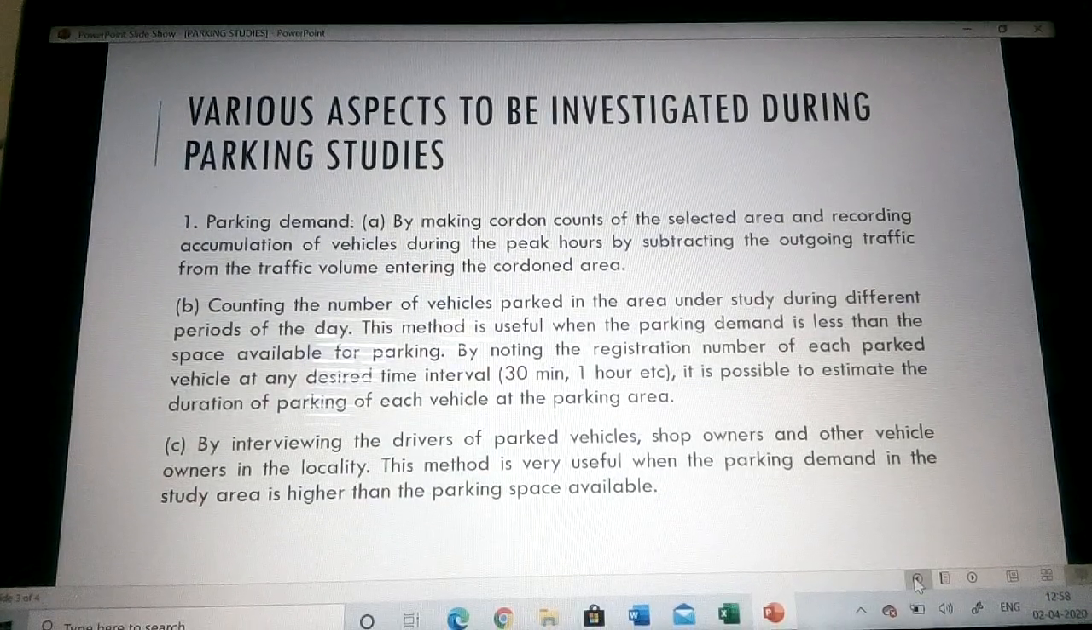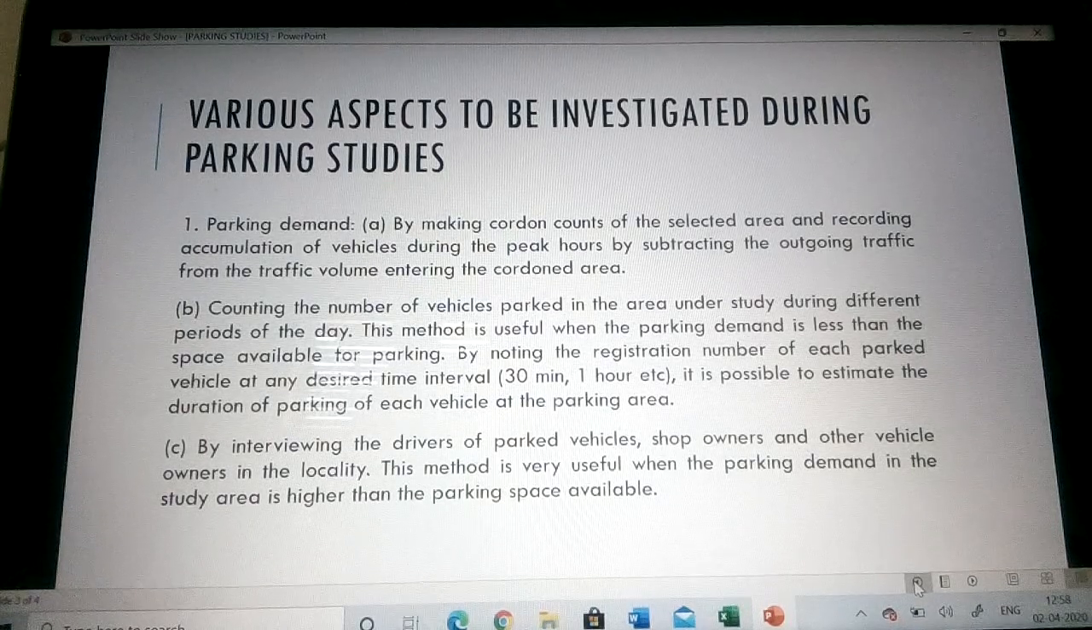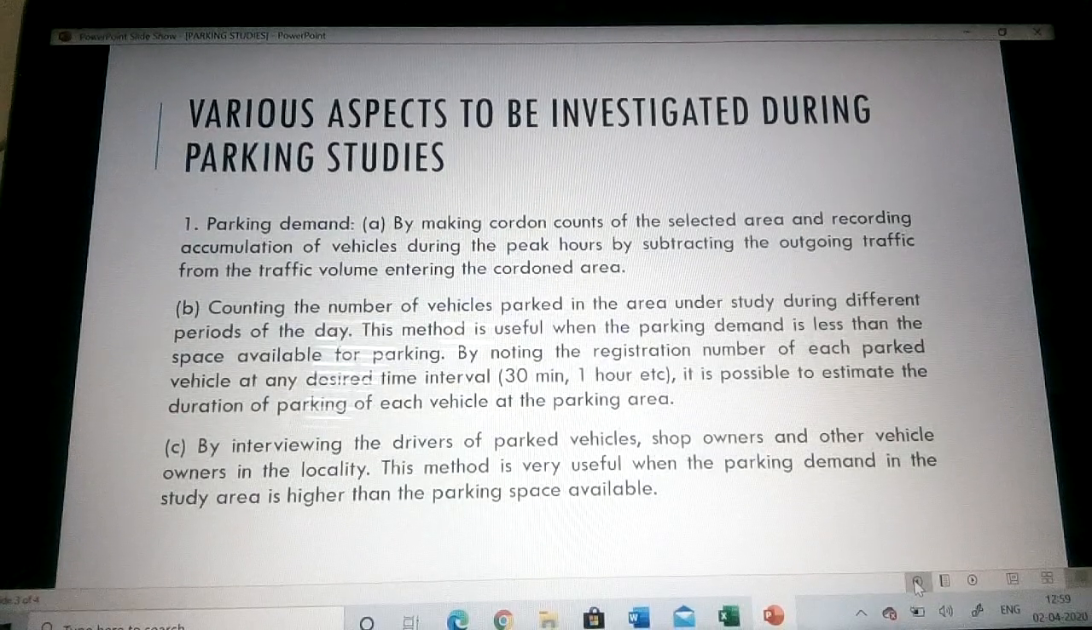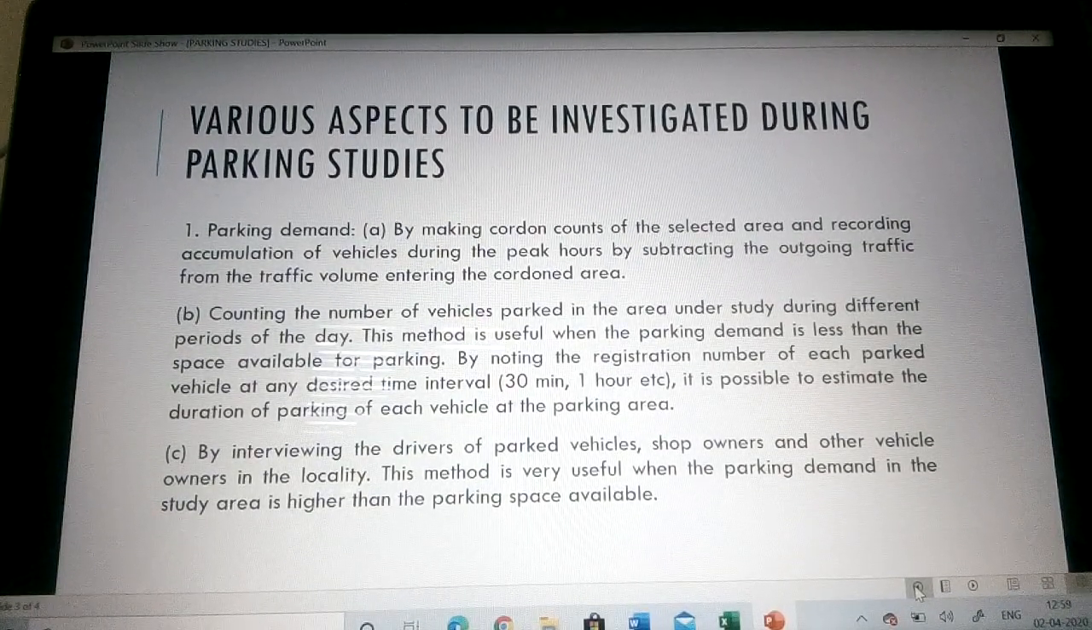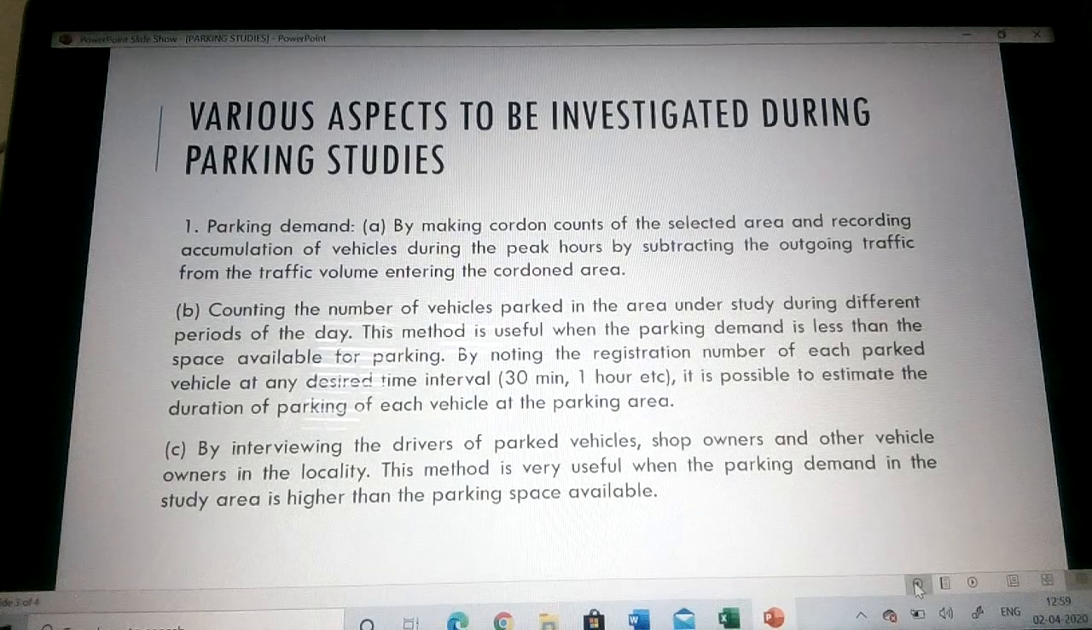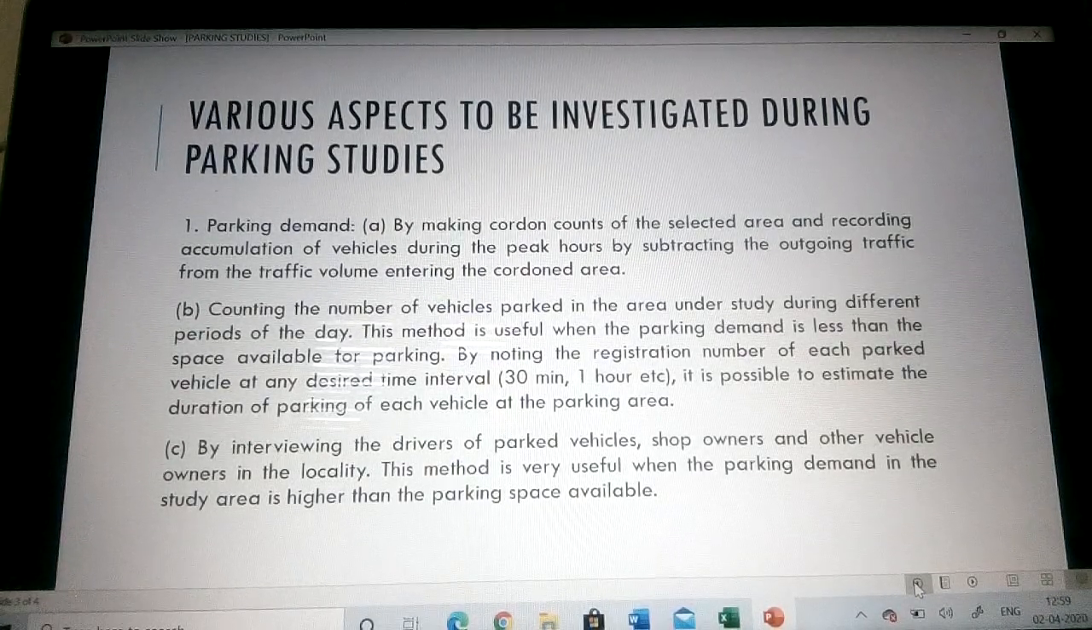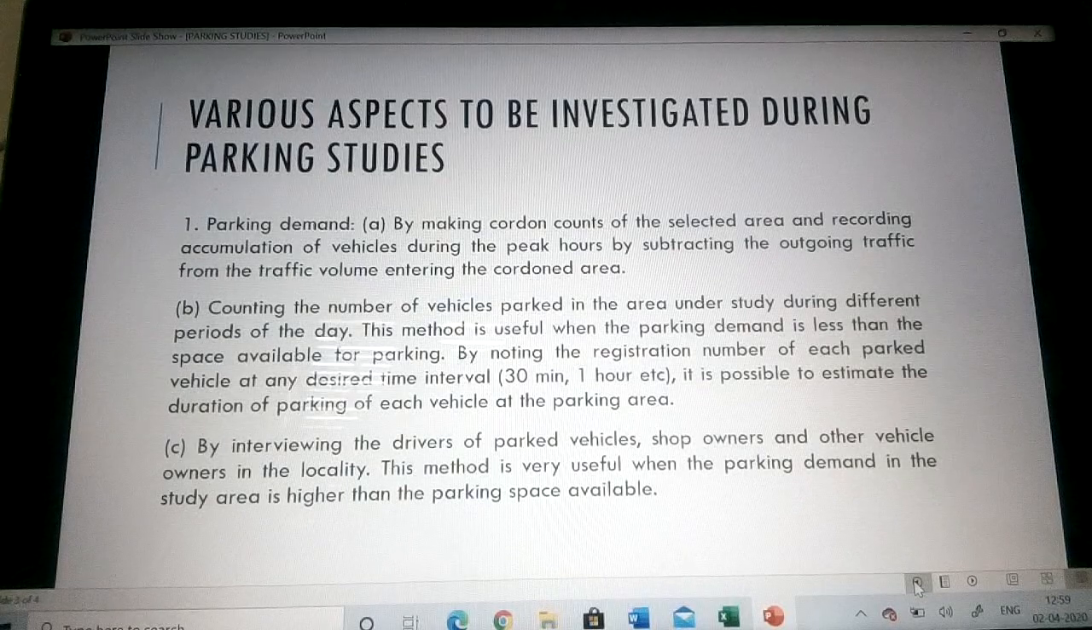How can we record the accumulation of vehicles during peak hours? We can record the traffic volume of that area and deduct the outgoing traffic from that area, and then we get the number of accumulated vehicles during the peak hours. Now the second method we can try for parking demand is to count the number of vehicles parked in the area under study during different periods of the day.